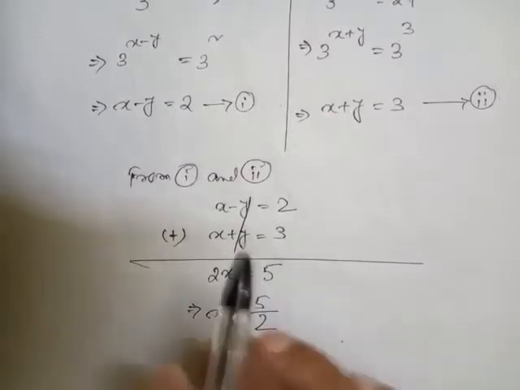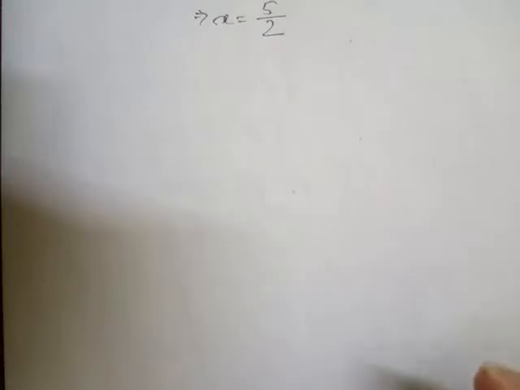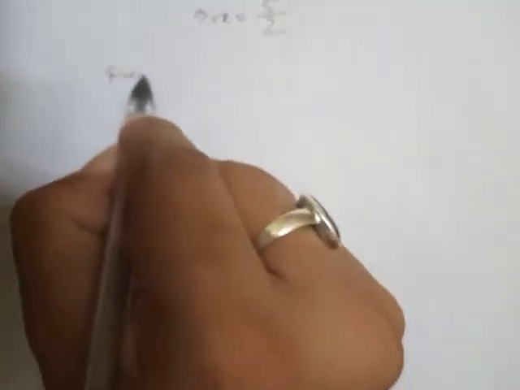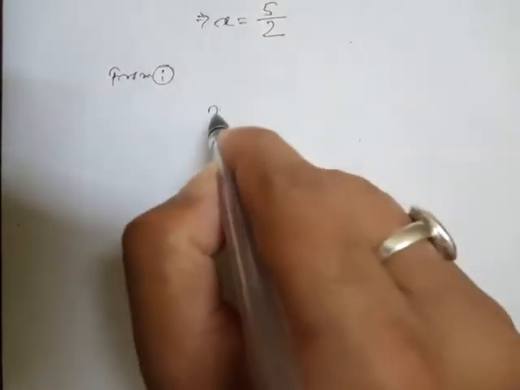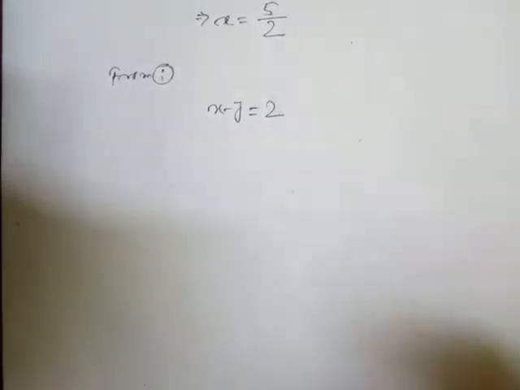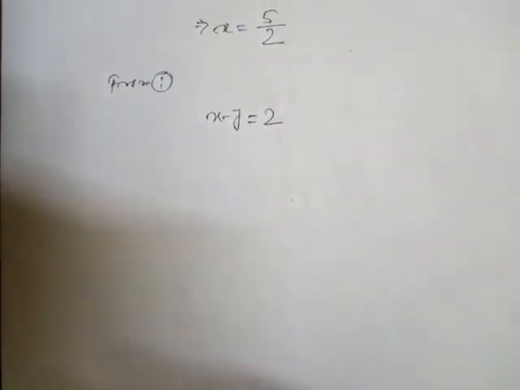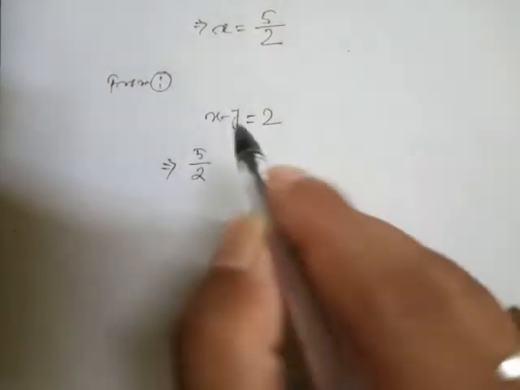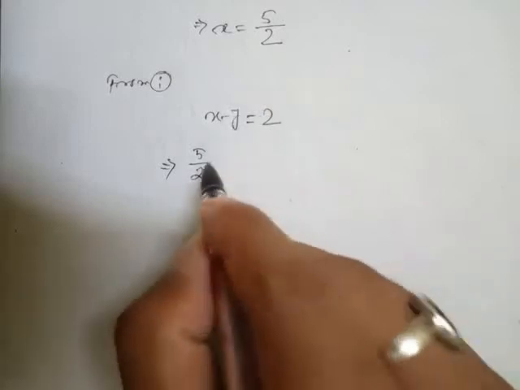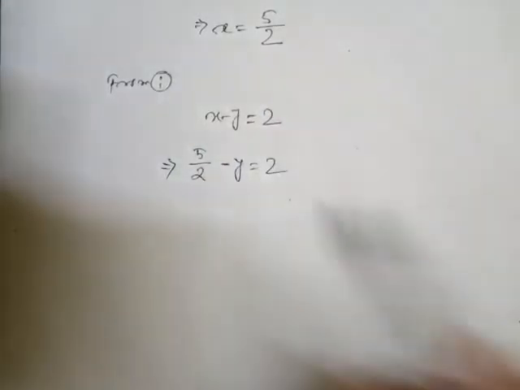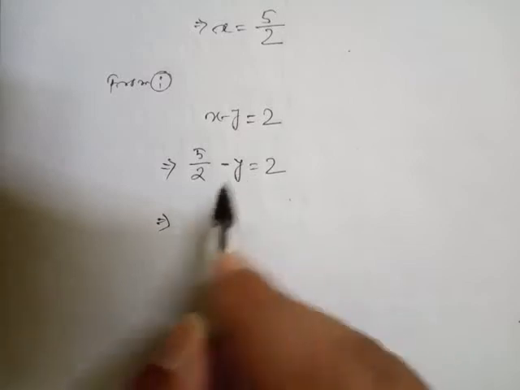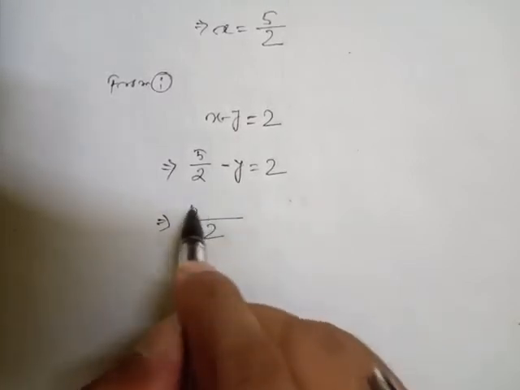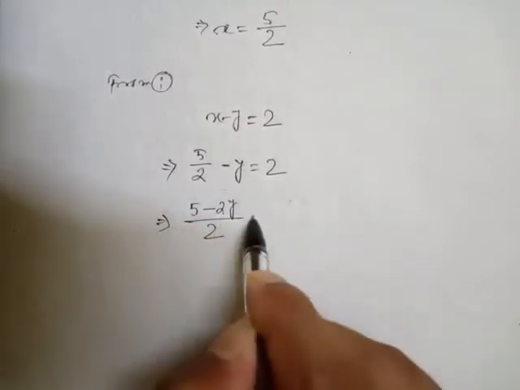Now we'll put the value of x in equation 1 or 2, and we'll get the answer. Now look, if I write here from 1, what is equation number 1? Equation 1 is x minus y equal to 2. This is equation number 1. Now in place of x I will put 5 by 2, because the value of x is 5 by 2. We'll put it here, equal to 2. Now look, student, I will just take the LCM here. So the LCM is 2 obviously. 5 minus 2y, all over 2, equal to 2.